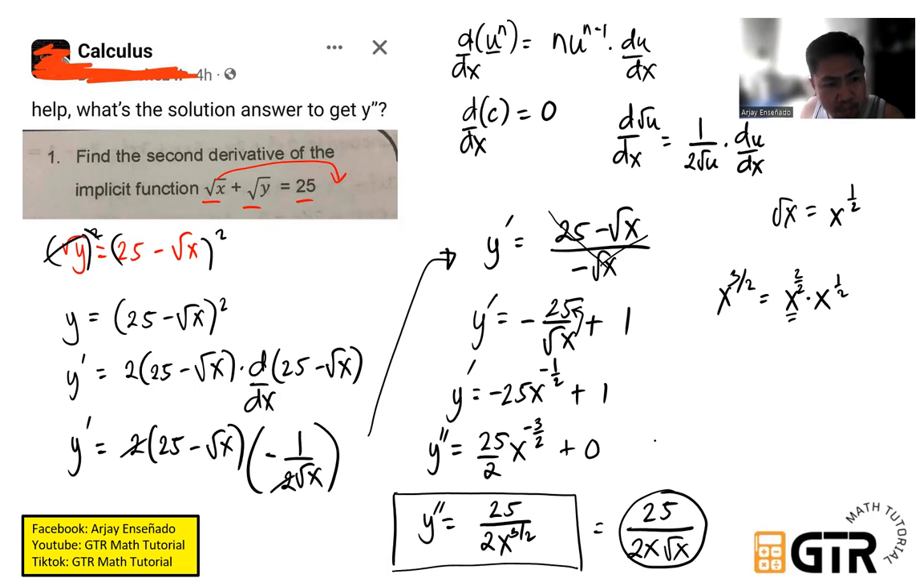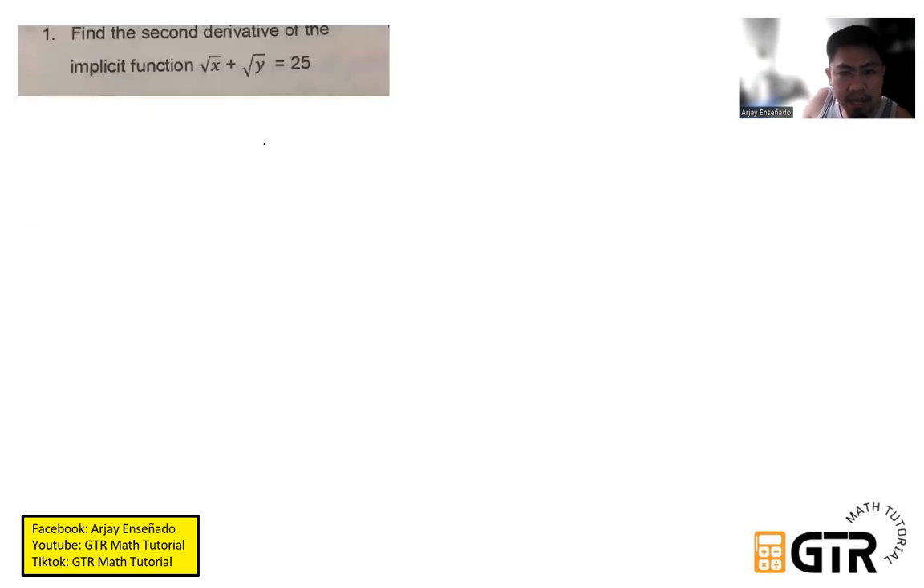Okay, so now let's prove if we use the implicit differentiation, if we will get the same answer of 25 over 2 x raised to 3 over 2. Okay, so second solution, use the implicit differentiation. Okay, so let's differentiate the left side and the right side.